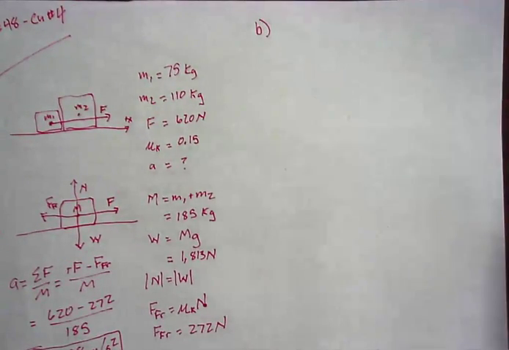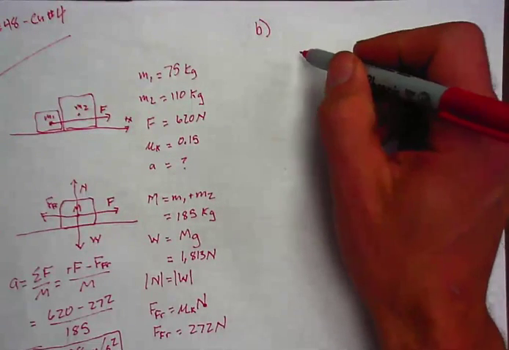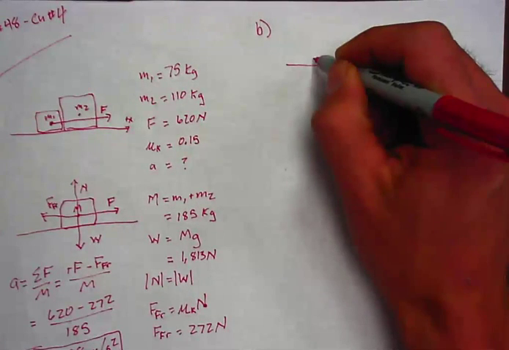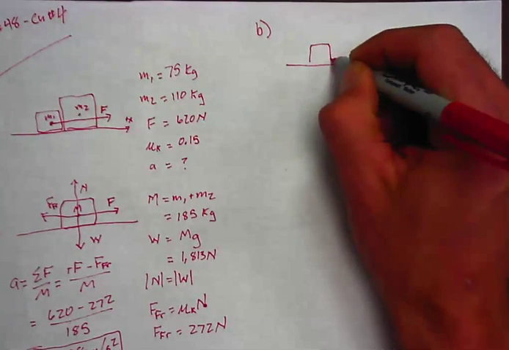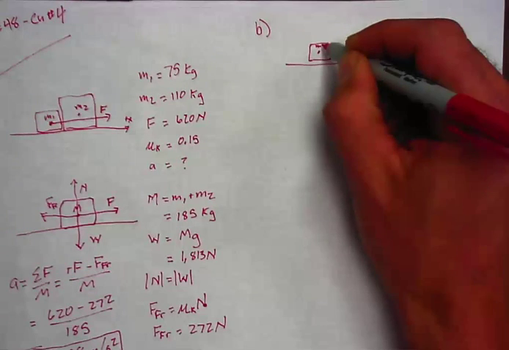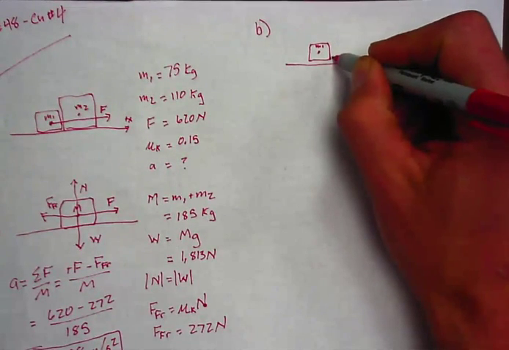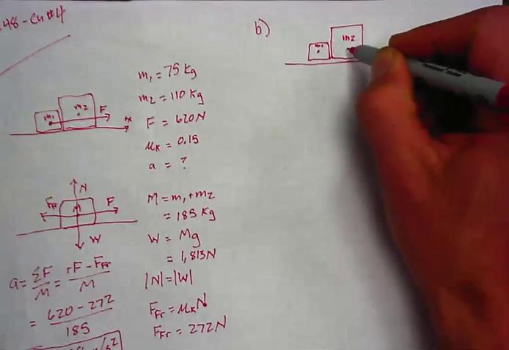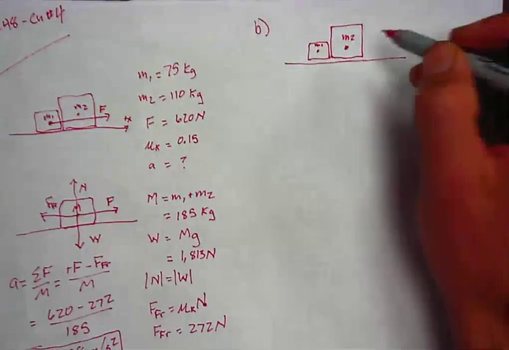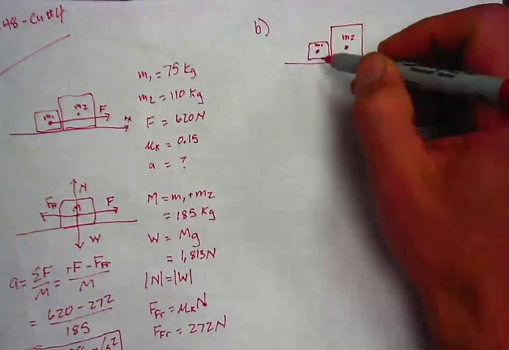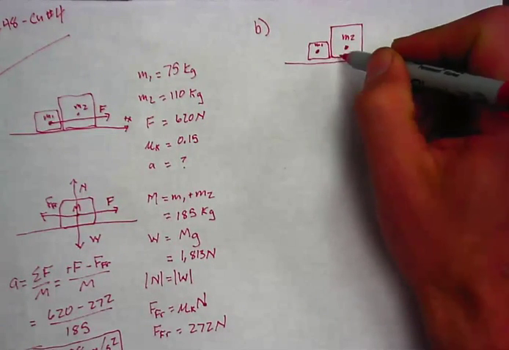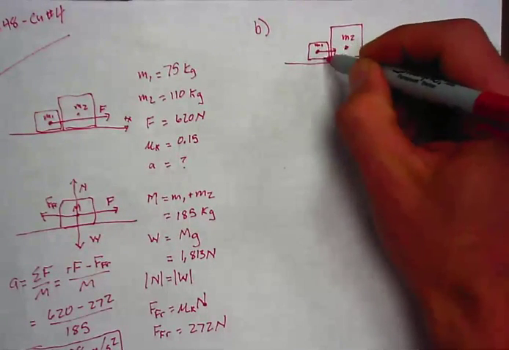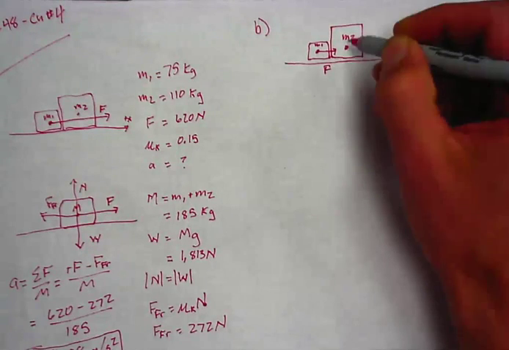Part B gets a little trickier. For part B, I am going to need a full two-box free body diagram. In part B, I need to figure out the contact force, or how much force box 1 is pushing on box 2 with. So we're going to need full free body diagrams here. Again, on box 1, I'm pushing to the right with some force F.